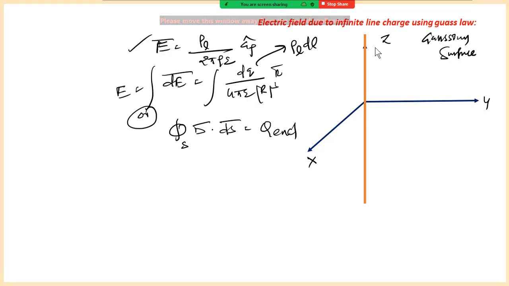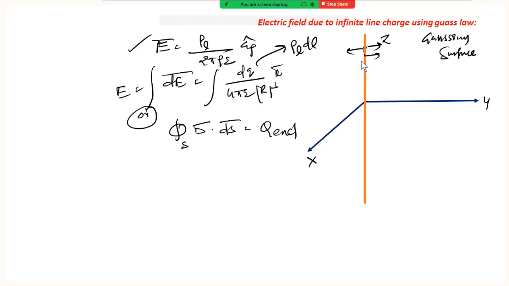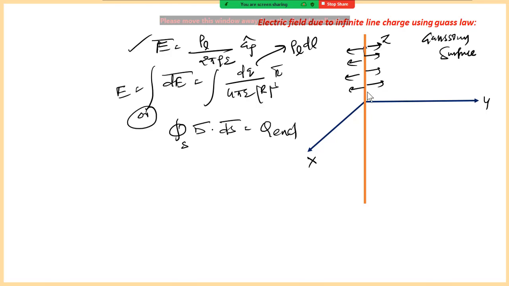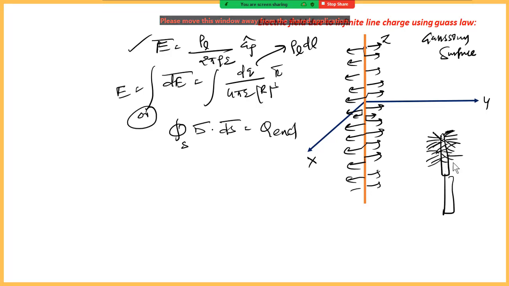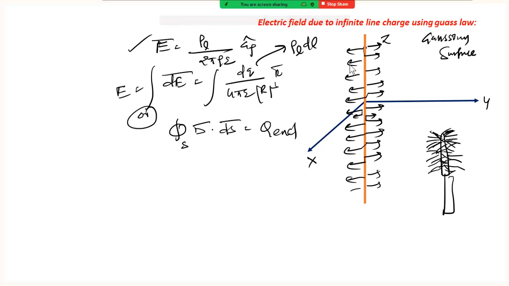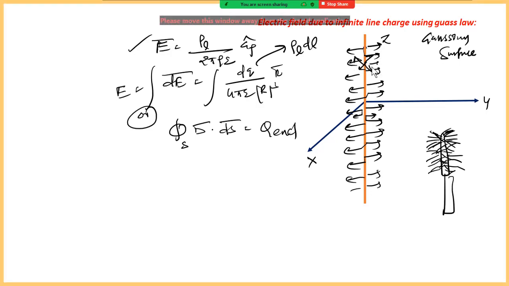So what is the symmetry? From the line charge, the electric flux lines are going in all directions like this. Not only left side, not only right side; you need to assume that these are coming towards you also, like a bottle brush. To clean a bottle, the brush has threads available all around; like that, these electric flux lines are going outside, towards you also, in all the directions.